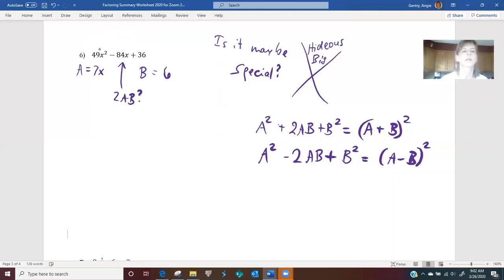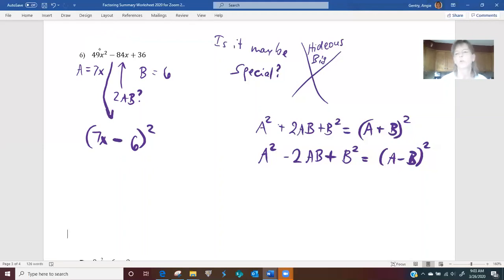And then the question is only special if this is 2ab. So I usually say take the a times the b, which is 42x, and you double it. Don't worry about signs. And if that is what this ends up coming out as, so 42x times 2 is 84x, wonderful, it is a perfect square trinomial. So you simply do the binomial, you use the a, you use the b, you use this sign, and you square it, and there you go, it's completely done.